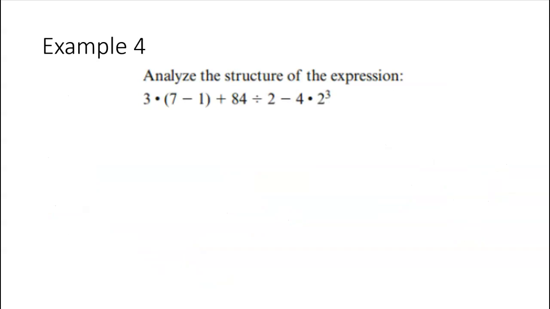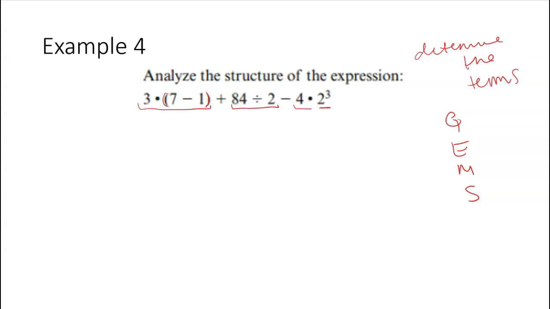So let's analyze the structure of this expression. Basically, determining the terms is what this is asking. We're going to take our order of operations and look at it without evaluating it. We see our grouping symbol here, and we see our exponent here. We would do those, and then we would do our multiplication. We would do our division from left to right. And there we go. So when we separate these by addition and subtraction, we get our terms.